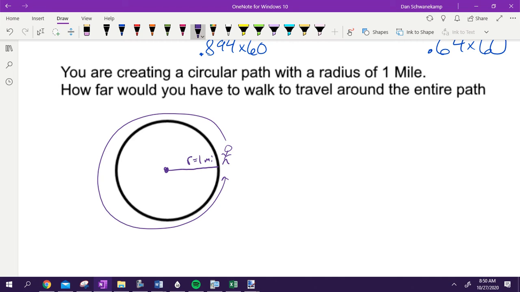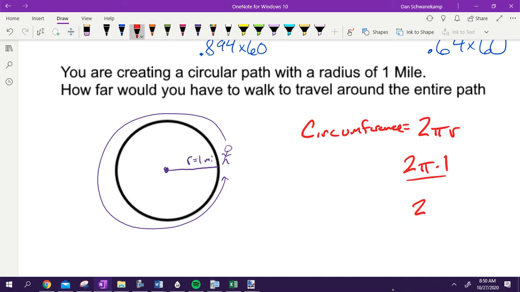What did you do, Megan? 2 pi r. What does 2 pi r do? The circumference, and circumference means? Yep, the perimeter of a circle. Her circumference formula is 2 pi r. And then what do we know? R is 1. So it's 2 pi times 1. Okay, cool. My answer is 2 pi miles.